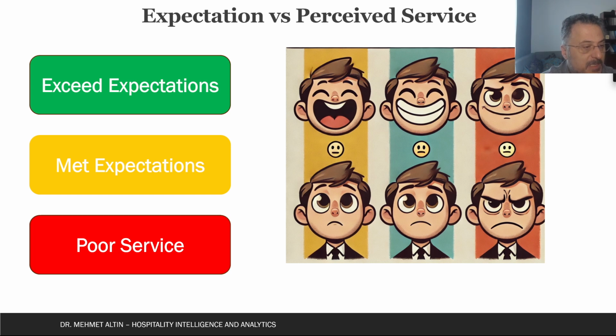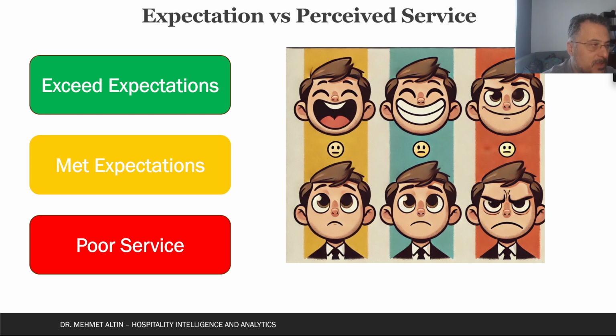This is where expectations and reality align. The service was good, but nothing extraordinary. It was what the customer anticipated, no surprises, just what was promised. This maintains satisfaction, but it doesn't necessarily create strong emotional loyalty. But still, this is the baseline, basically.